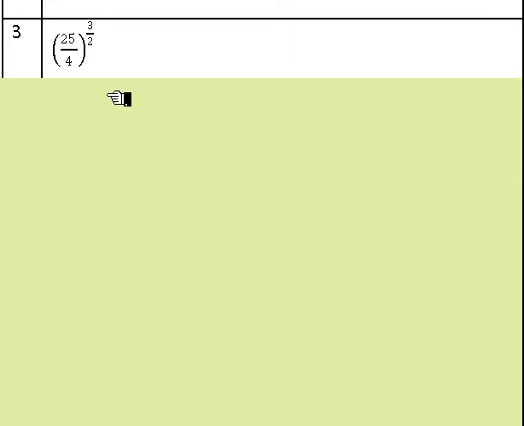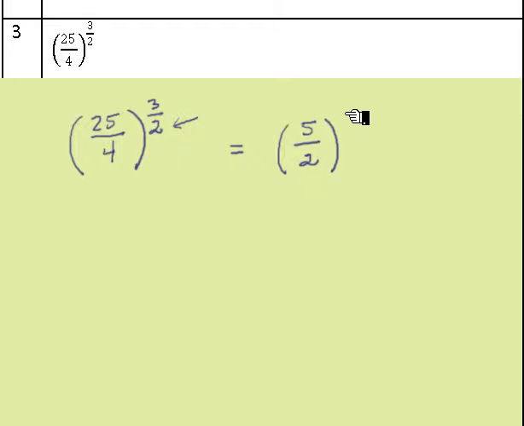Here we have a fraction raised to a fractional exponent, 25 over 4 raised to this fractional exponent. Just like before, we'll start by doing the denominator, that is the square root. So we're going to take the square root of 25 over 4, first the square root of 25, and divide by the square root of 4. The square root of 25 is 5, and the square root of 4 is 2. And now we're still going to do the cubing of the numerator and denominator. So 5 cubed is 125, and 2 cubed is 8.